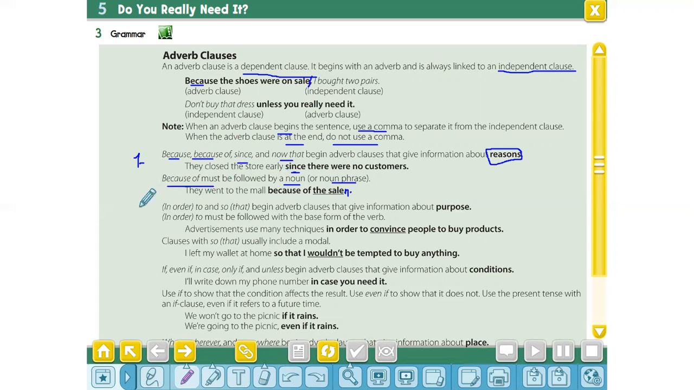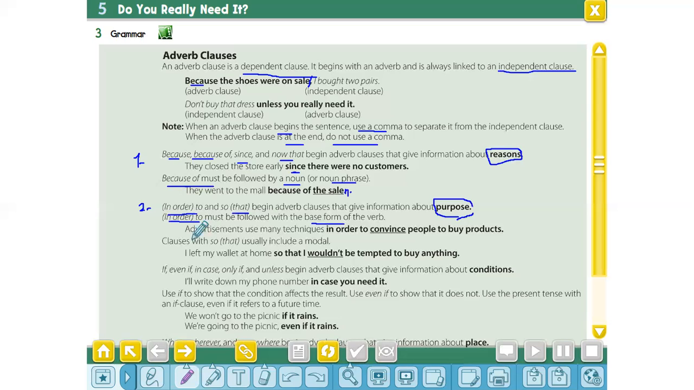The second kind of adverb clause gives information about purpose. For example, in order to, or to, and so that begin adverb clauses that give information about purpose. In order to or to must be followed with the base form of the verb, the verb without any addition.